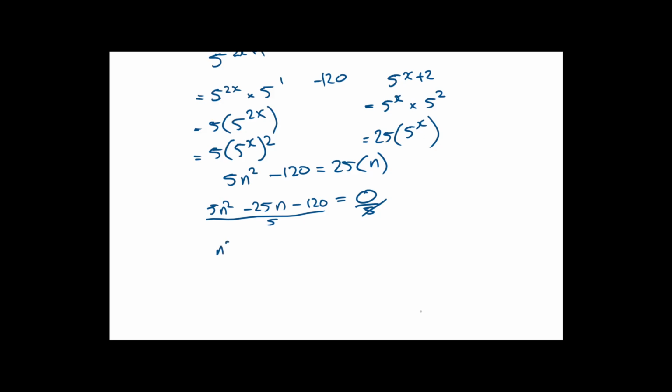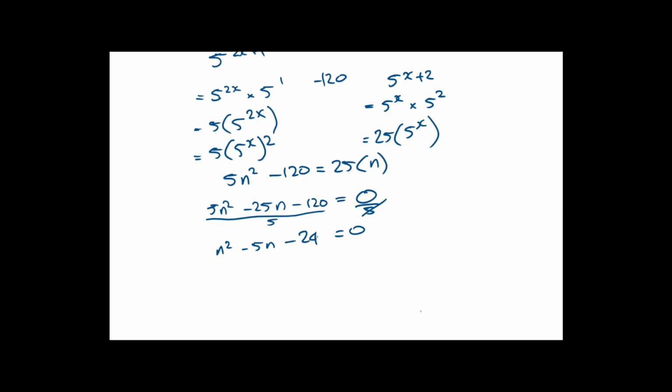We get n squared minus 5n minus 24, because 25 is 100, 21 fives is 105, 110, 150, 120 is 24. Equals 0. And now we're starting to really make sense.